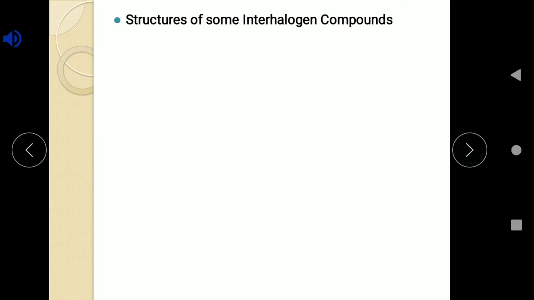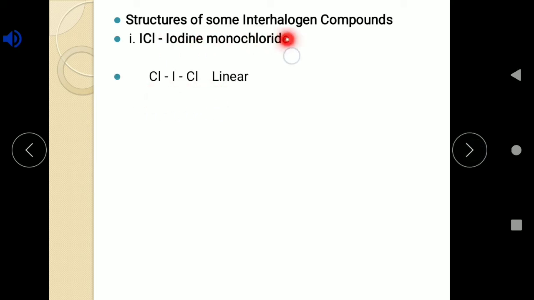Now, let us consider some structures of interhalogen compounds. The first, monohalide, we are going to see, the structure of it will be like this. It is linear. Generally, monohalides, or XX' type compounds, are linear. That means they are arranged in one line.